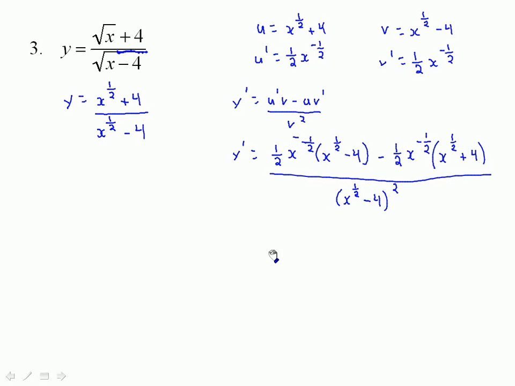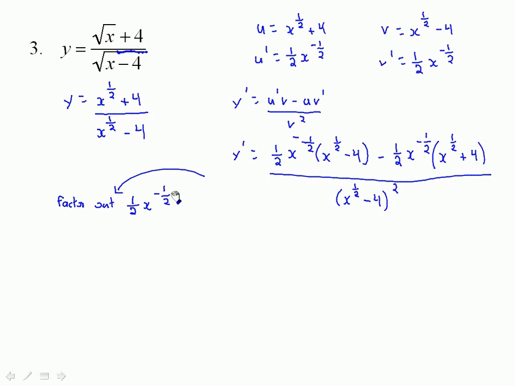Or what you can do is factor out a 1/2 x to the negative 1/2. Now we're going to be seeing this a lot in the future when we start doing the chain rule, but it's a good opportunity right now.